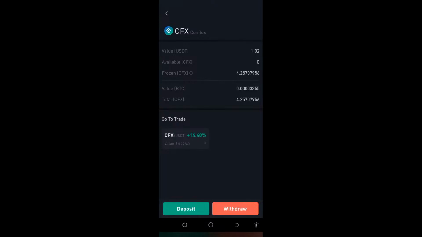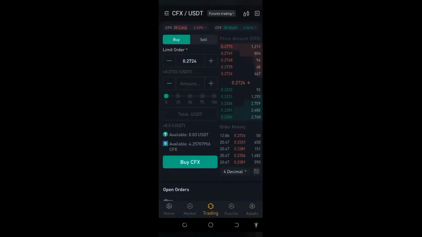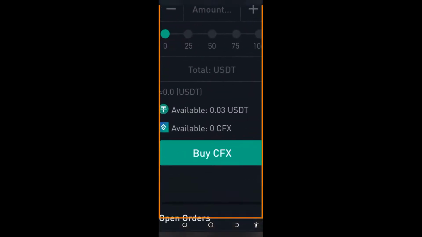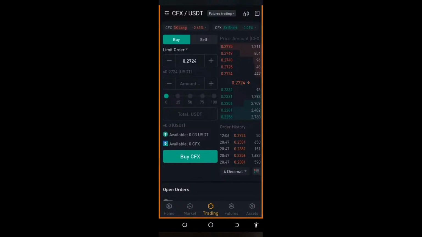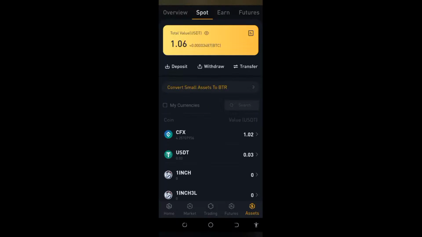Okay, so has it not gone? I don't know. Let me just refresh and get back. Okay, oh, now it's gone. You can see it's now saying 0 CFX. So actually it's gone. So right now, why is it showing 0 there? Let's see.